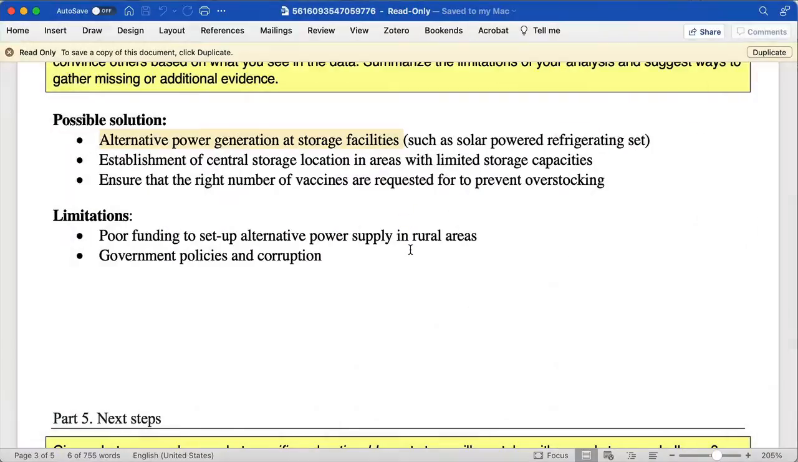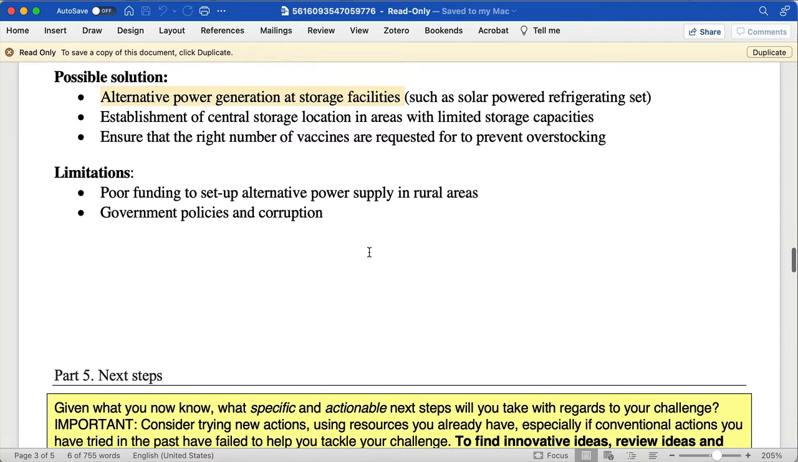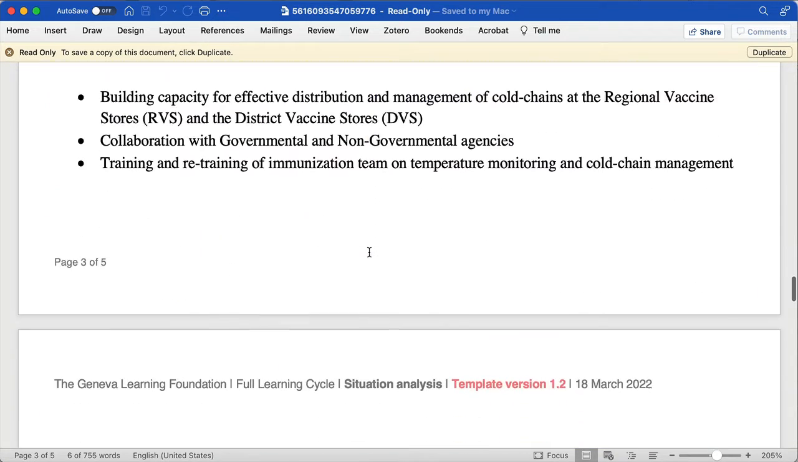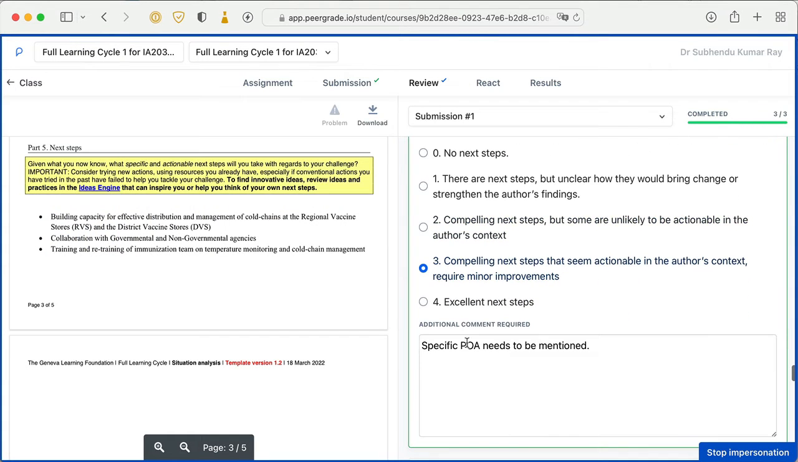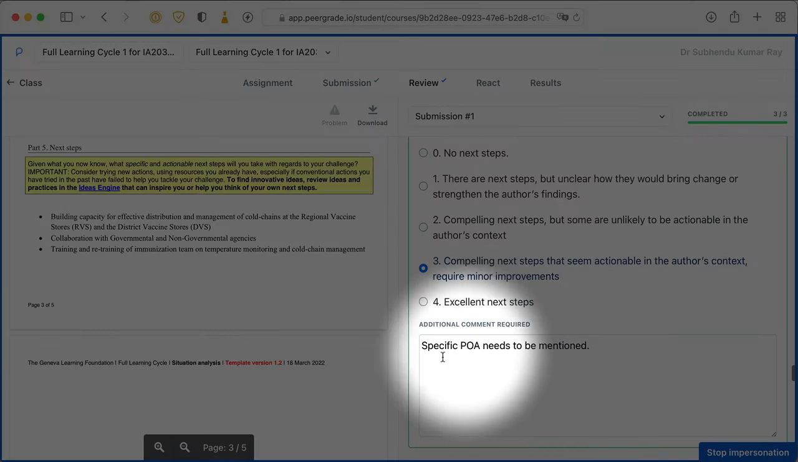So again, the linkages between your situation, the data sources you examine, and then what you find, you need to connect the dots between those three, and that gets you to the actual next steps. Now let's see what the reviewer has said. So specific plan of action needs to be mentioned.